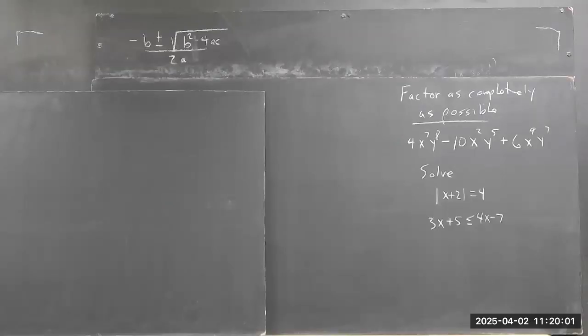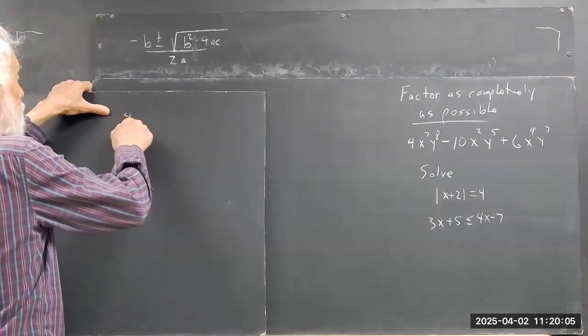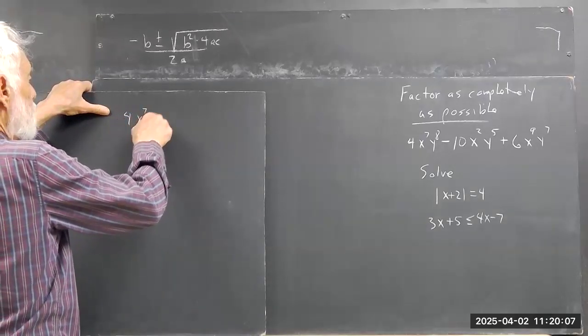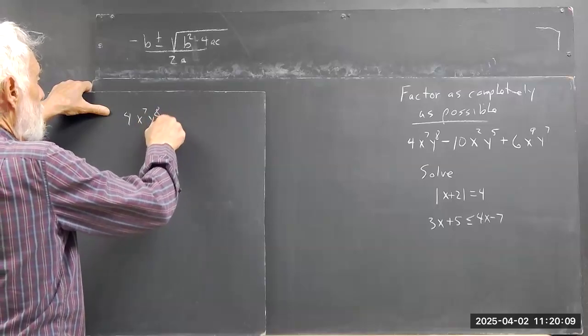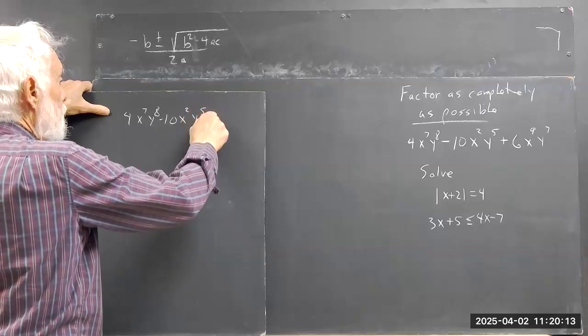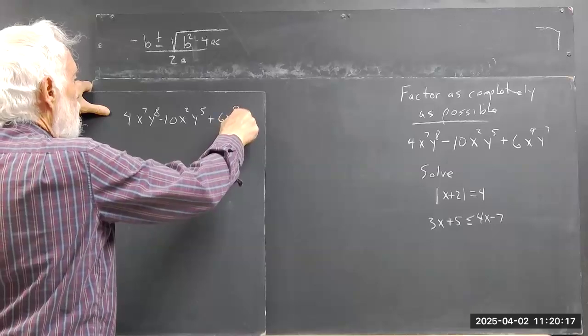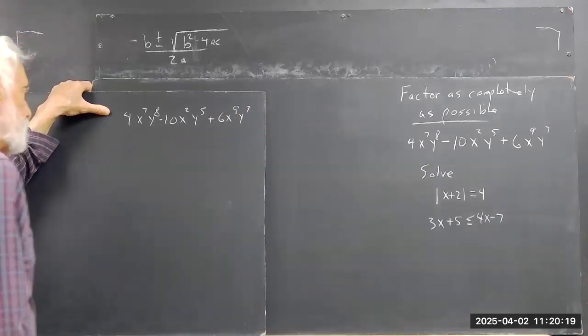Okay, for our twin problem, factor four x to the seventh y to the eighth minus ten x squared y to the fifth plus six x to the ninth y to the seventh.